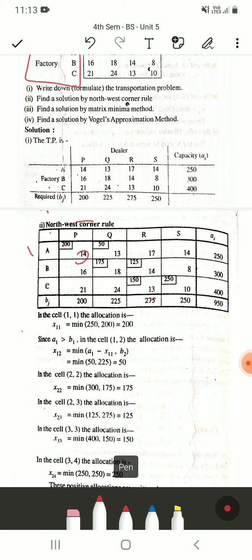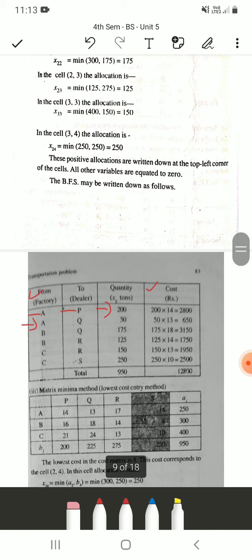So this 14 is nothing but the cost of transportation for 1 ton of cement. Similarly, you are selling 200 tons of cement, therefore the cost would be 200 into 14. For this it is 15 into 13, 175 into 18, 125 into 14, 150 into 13, and 250 into 10. So multiply all of them, and when you take the summation of the costs, you get the total transportation cost.